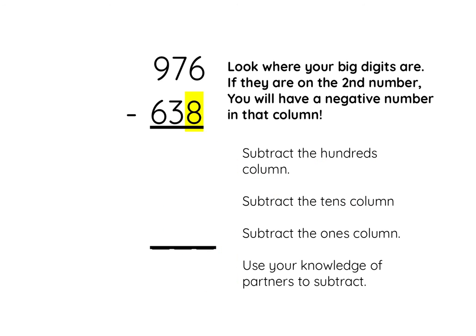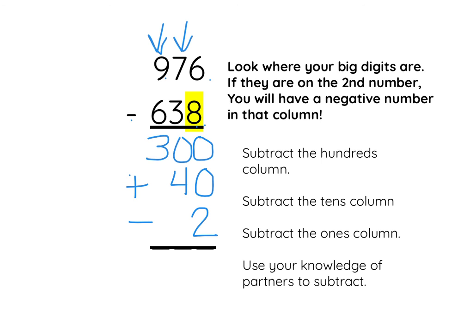Hopefully these are getting pretty nice for you. My only larger value is in the ones column. So 900 subtract 600 equals 300. Subtract the tens column. 70 subtract 30 equals a positive 40. So I'm going to add the 40. And 6 subtract 8 equals negative 2. Combine 300 plus 40 and get 340. And now we need to subtract 2 from that and get 338.